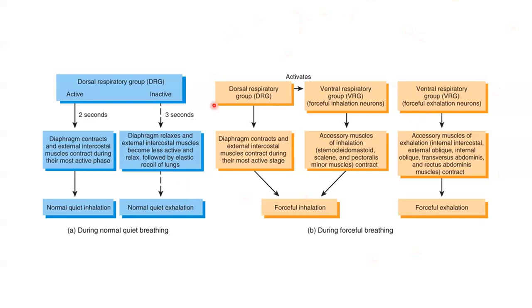With forceful breathing, so that's what we've got in the yellow here, our dorsal respiratory group, again, will contract our diaphragm and our external intercostal muscles to help us forcefully breathe in, as well as stimulate our ventral respiratory group to stimulate those accessory inspiratory muscles. With our forceful exhalation, we have no input from the dorsal respiratory group, but our ventral respiratory group will stimulate or innervate the accessory expiratory muscles, so our abdominal muscles and our internal intercostals, and that causes our forceful exhalation.